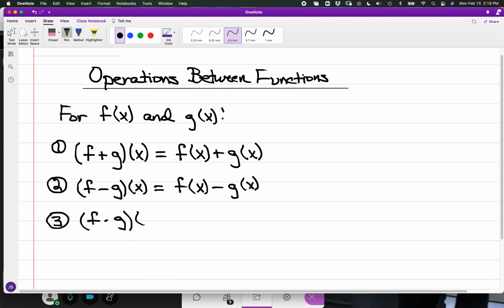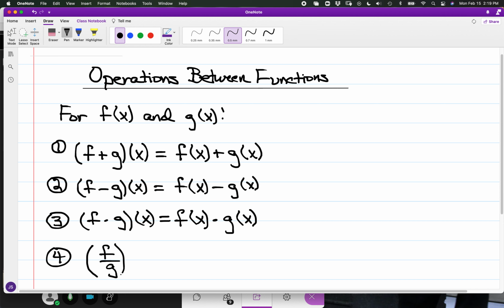And for the product function, f times g of x, we're looking at f of x times g of x. As for the quotient function, we have f over g of x, and that is going to be equal to f of x all over g of x.